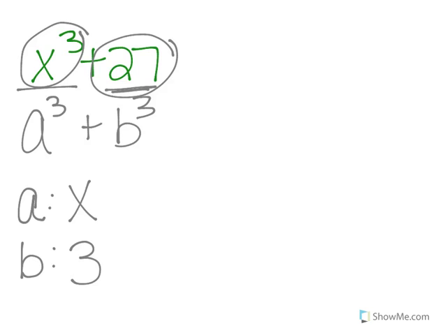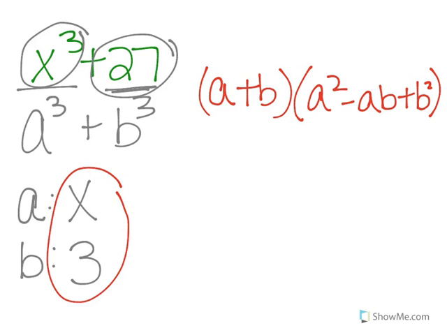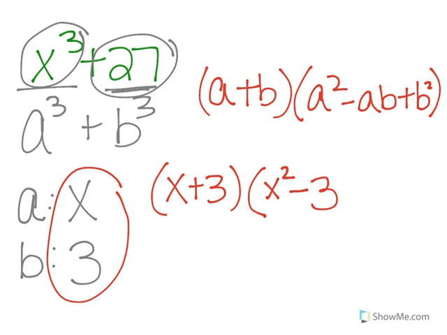Now, since it's a plus, we're going to use a plus b, and then our second part is going to be a squared minus a times b plus b squared. Since these are my values for a and b, I have x plus 3. That second part is going to be x squared minus a times b, which is 3 times x, so you have 3x, and then b squared, plus 9. And this is our final answer.